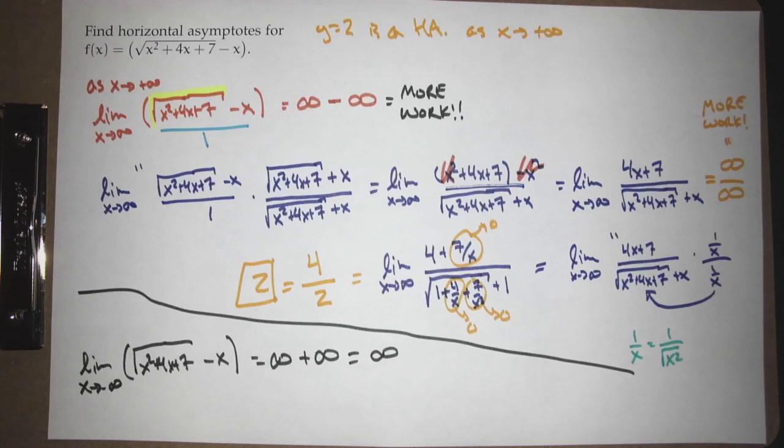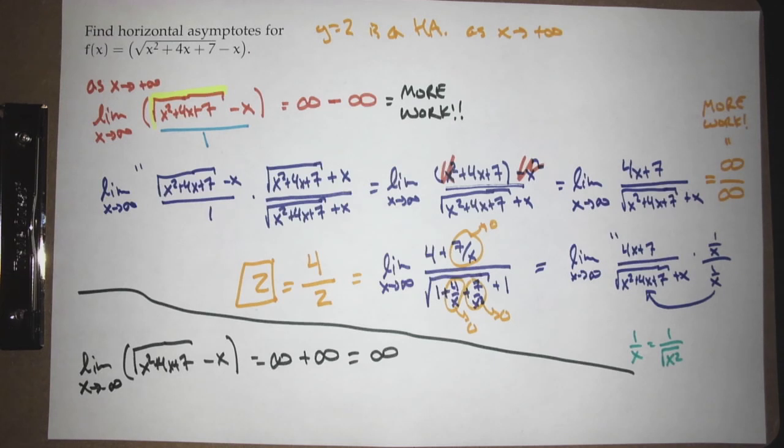So, if they're the same sign, you're done. If they're different signs, infinity minus infinity, that's more work. Infinity plus infinity, done. Okay, so there is no horizontal asymptote for the left-hand side. So there's only one horizontal asymptote. That's good news.